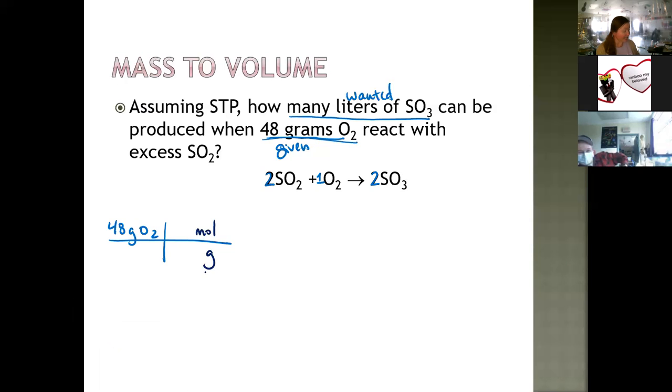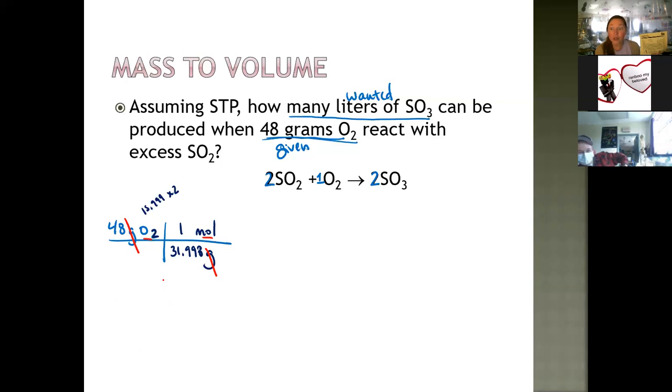I need to look at my handy dandy periodic table to figure out the mass of oxygen. Oxygen, according to the periodic table, is 15.999, but it's in O2. So I have to do 15.999 times 2, which is 31.998 grams in 1 mole of oxygen gas. So I have canceled out grams on top and grams on bottom. I now have moles of O2.